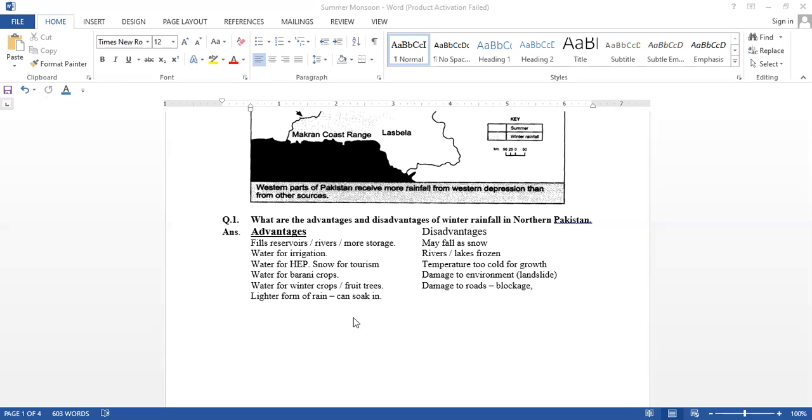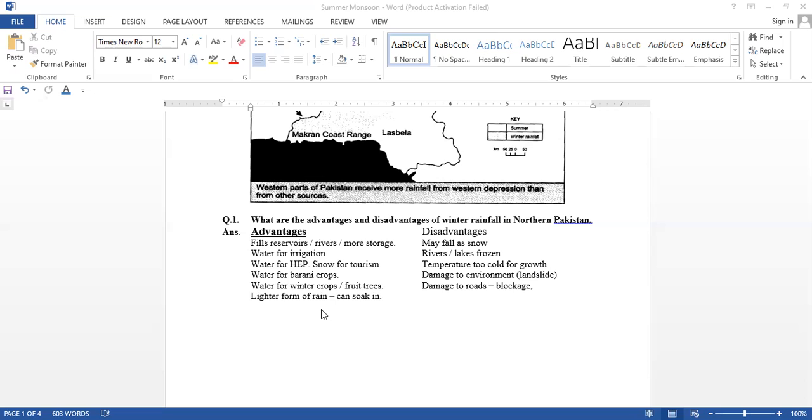Basically this type of rain is only a light shower, so it is very easy to soak into the ground. So these are advantages, but it also has disadvantages. Sometimes it occurs in the form of snow. Due to heavy snowfall, the northern areas of our country are purely cut off from the rest of the country, and sometimes the rivers or lakes freeze. So this is also a problem.